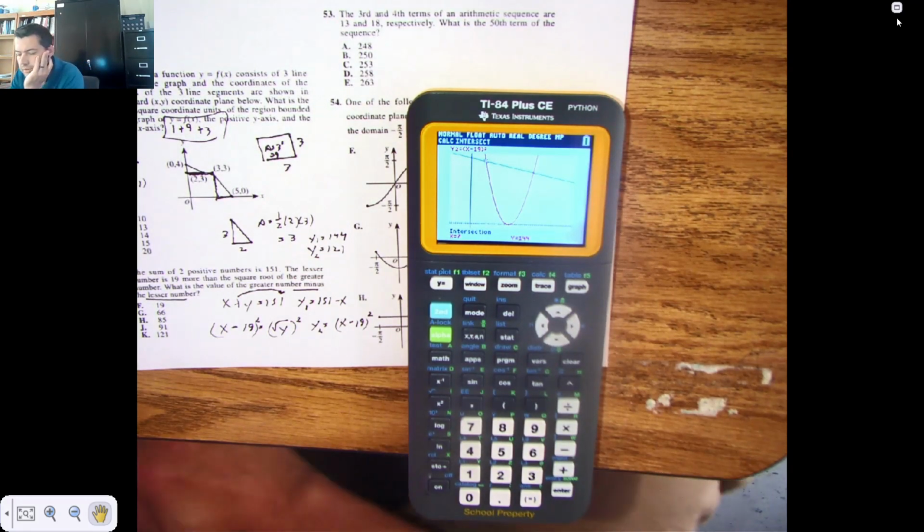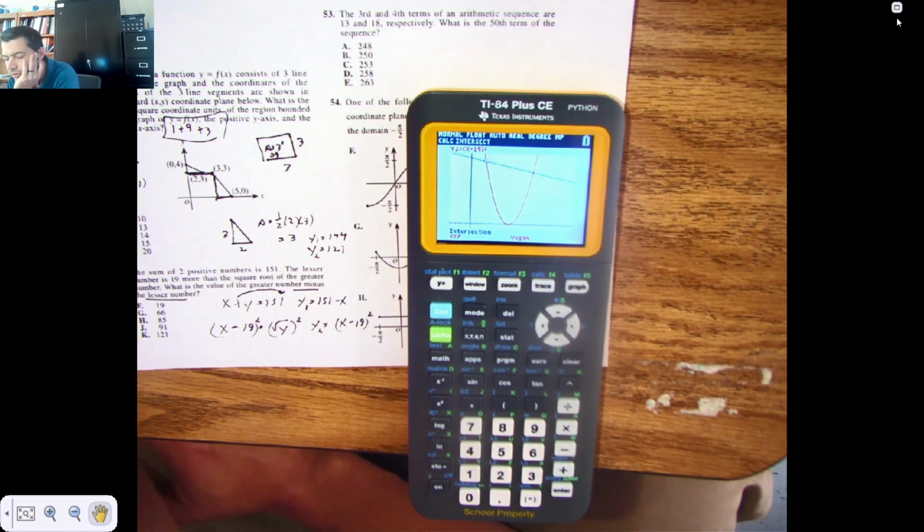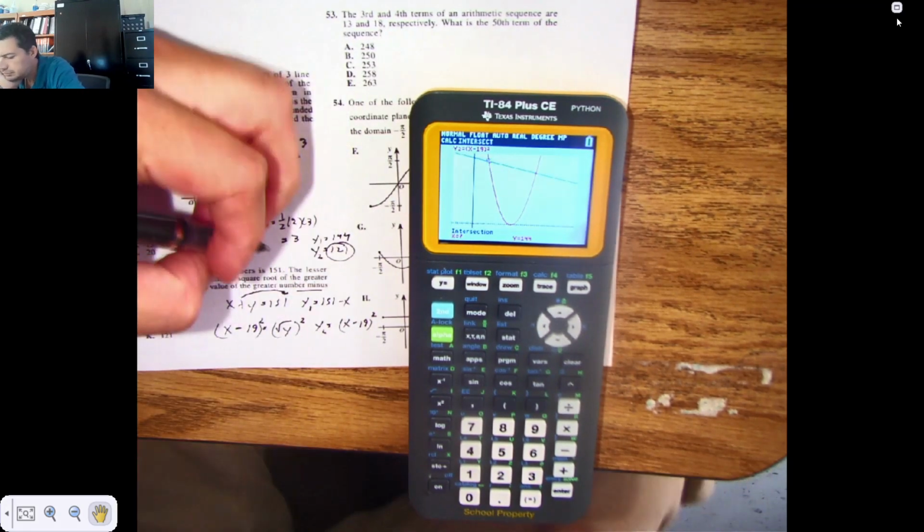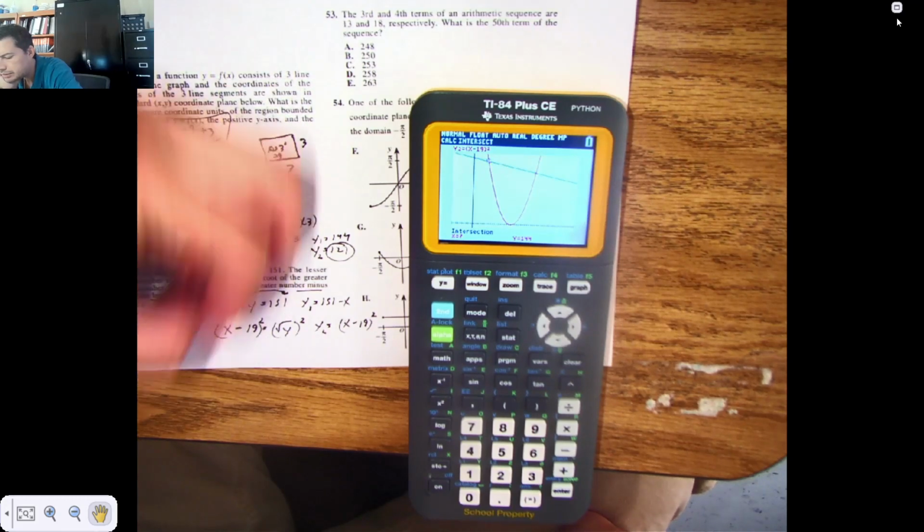Now, the sum of the lesser number is 19 more than the square root of the greater number. Which one of these two numbers is she? That's the real question. Well, I have this number, and it's the one I'm going to use, because I feel like it's right.